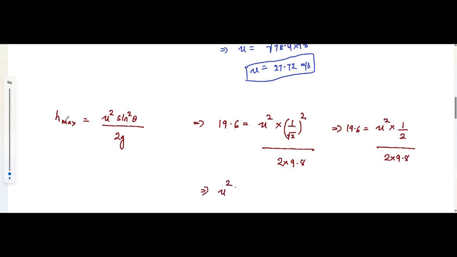U square equal to 19.6 into 2 into 9.8 by 0.5, or we can multiply it here into 2. So cut this. There is no need for this. Simply I have taken this 1 by 2 and multiplied in the numerator.